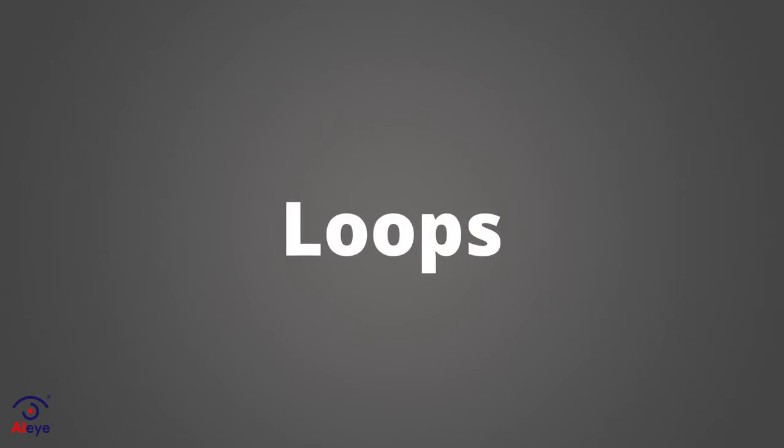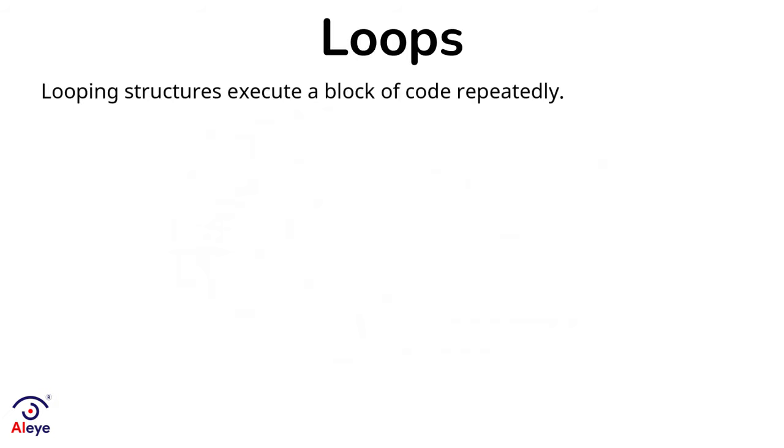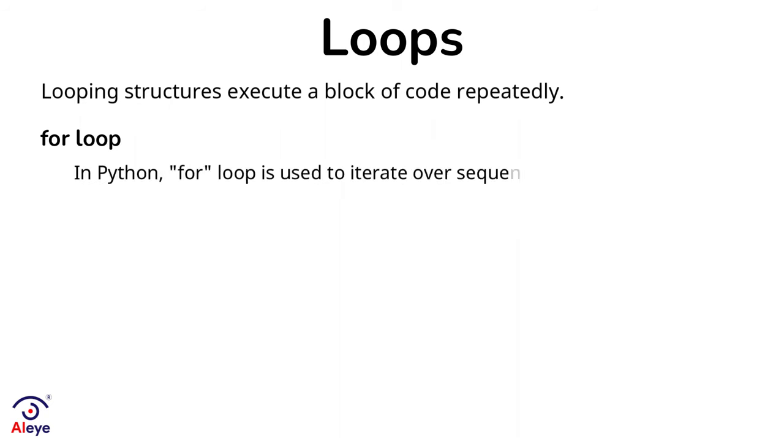Loops. If you want to repeat the same task again and again, loops can be used. Looping structures execute a block of code repeatedly. For loop. In Python, for loop is used to iterate over sequences such as lists, tuples, string, etc.